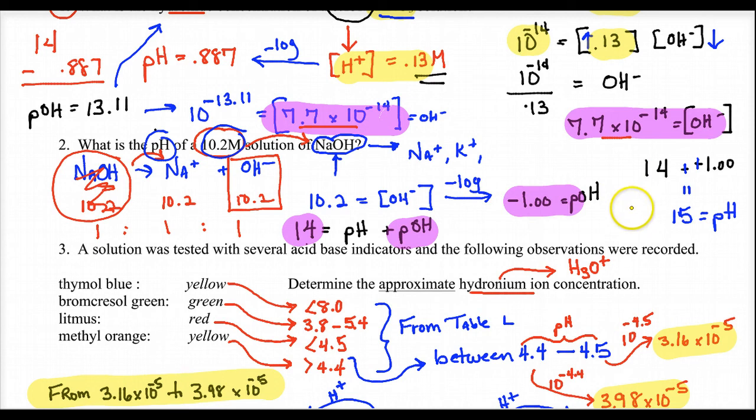Now I know that bothers some people. I say, how can you have a pH of 15? Very easily. Think about this for a second. If I have a 10 molar, let's make these numbers easy to think about.